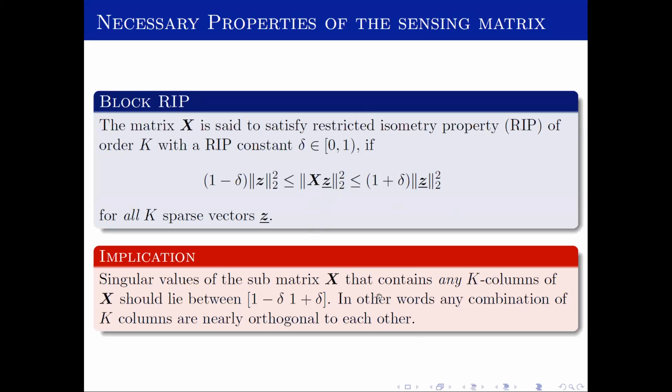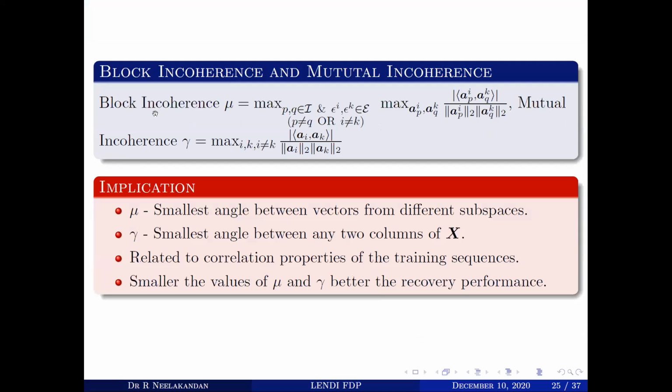Similarly, another property is the coherence, or incoherence, property. Without looking at the equation, incoherence is nothing but the angle between two vectors. So we are measuring what the angle between two vectors is. Suppose two vectors are orthogonal, the angle is equal to 90 degrees, so the inner product is equal to 0. We are measuring how far these two vectors are from being orthogonal to each other. What is the angle between them? The best case is 90 degrees. That's what we want.